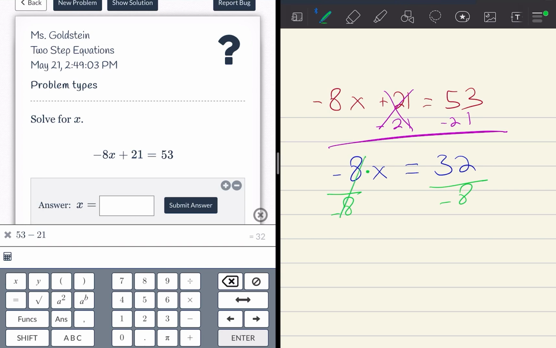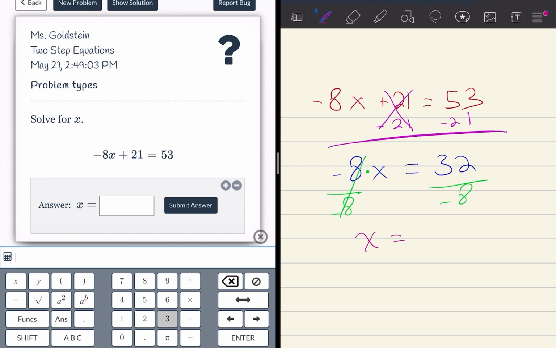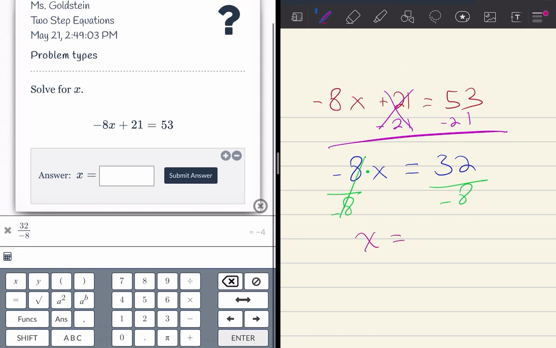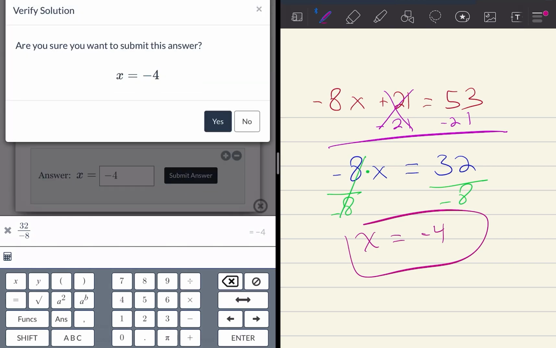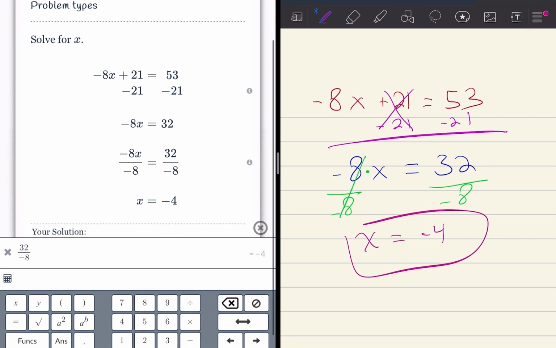I cancel out my opposites. I am able to bring down x equals, and then in my calculator I can do 32 divided by negative 8. I get negative 4 as my answer, and I put that into Delta Math, and it'll show you those steps.